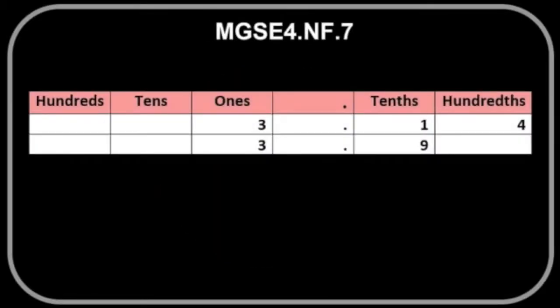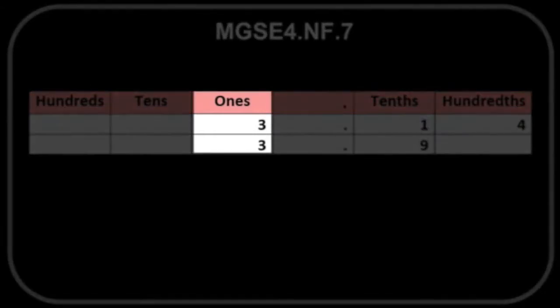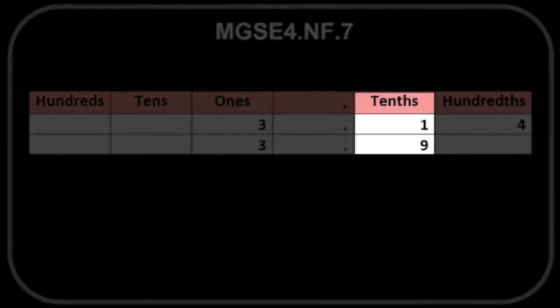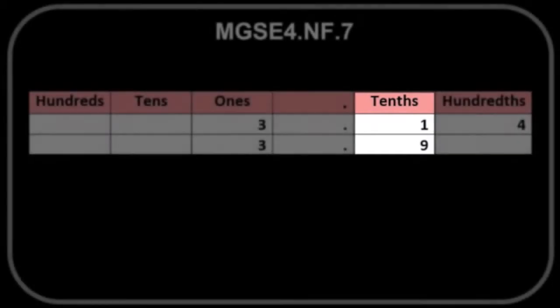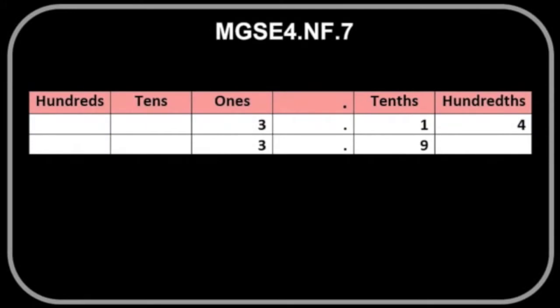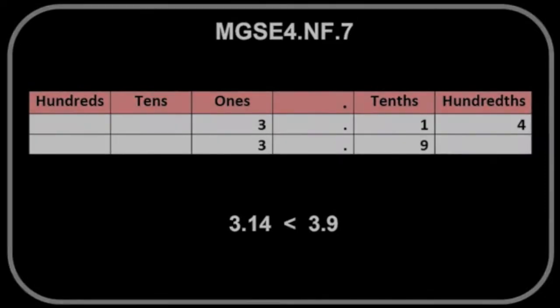As students build their understanding of decimal numbers, they rely on place value understanding to compare two numbers. Looking at the place value chart, we see that both numbers have a 3 in the ones position. If we look at the tenths position, we notice that 3 and 14 hundredths has 1 tenth, and 3 and 9 tenths has 9 tenths. Since 1 tenth is less than 9 tenths, 3 and 14 hundredths is less than 3 and 9 tenths.